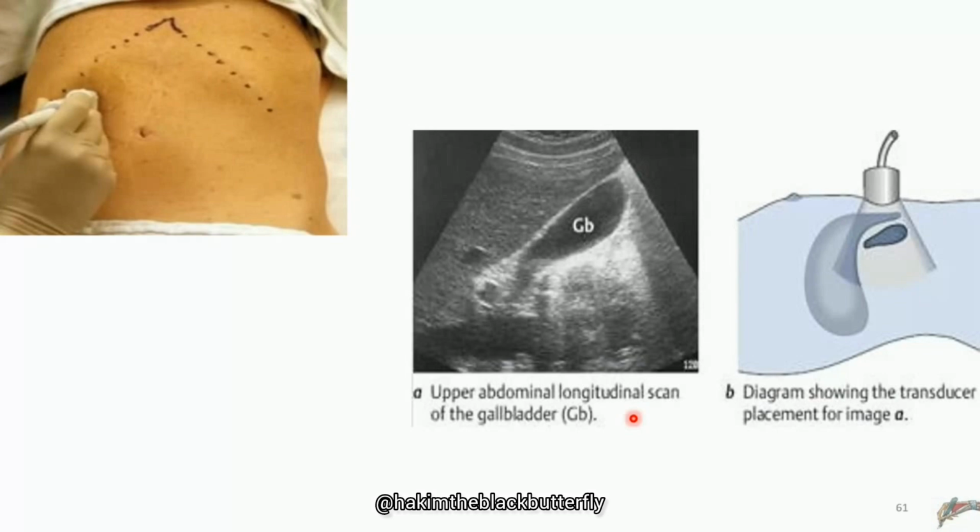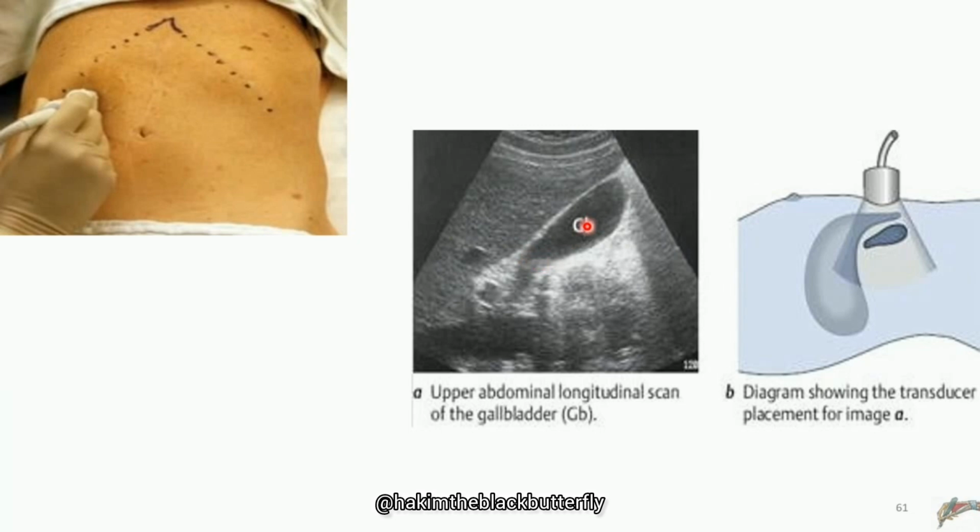We said if you position your probe in this right hypochondriac region, you will appreciate your gallbladder. Of course, your probe has to be close to the costal margin, the right costal margin. You'll appreciate the gallbladder beneath the liver, situated inferior to the liver. So this is the fundus. You have the neck towards this side. This central portion is the body.